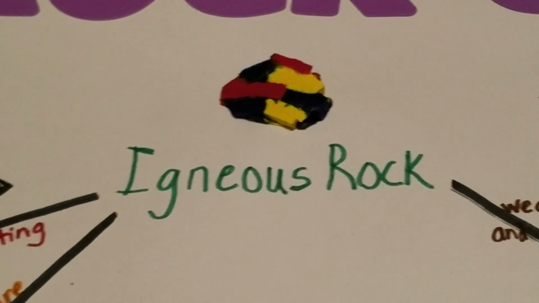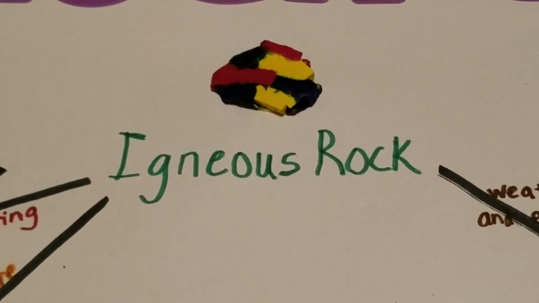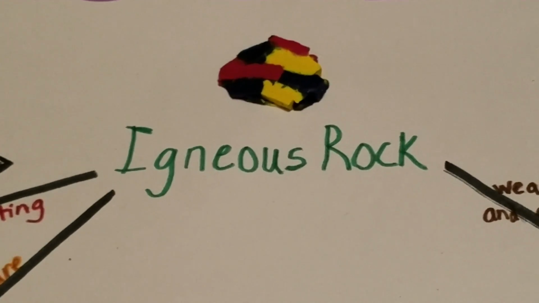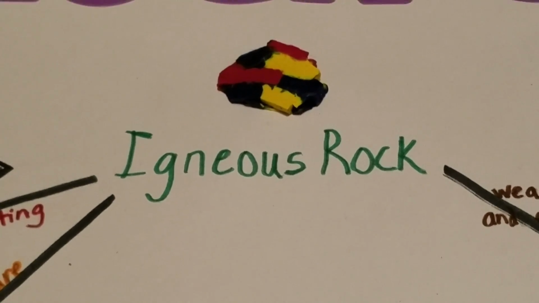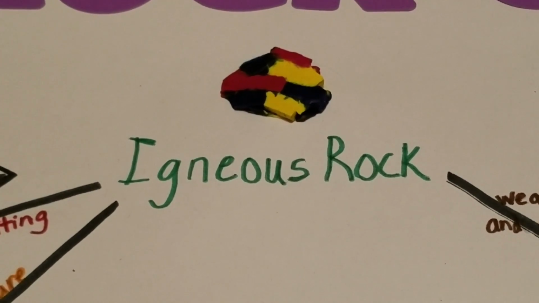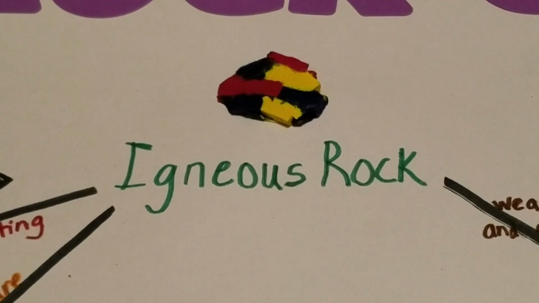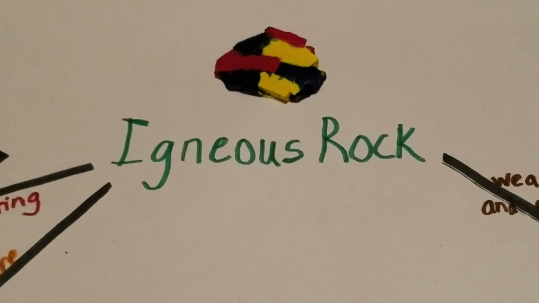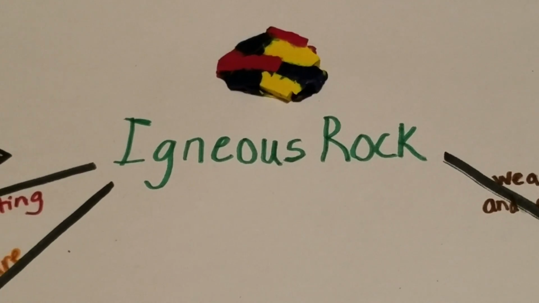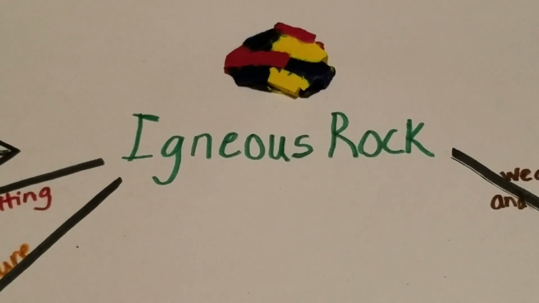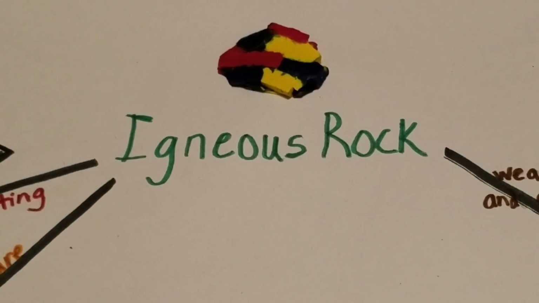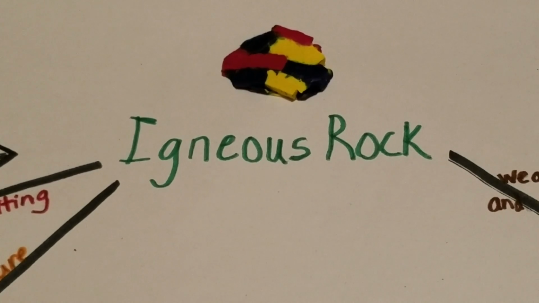There are two types of igneous rocks, intrusive and extrusive. Intrusive, or plutonic, igneous rocks form when magma cools slowly below the Earth's surface. Most intrusive rocks have large, well-formed crystals. Examples of intrusive igneous rocks include granite, gabbro, diorite, and dunite.